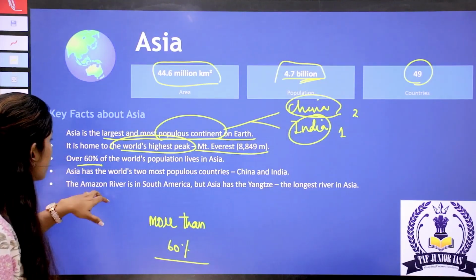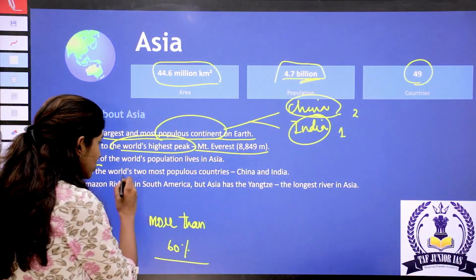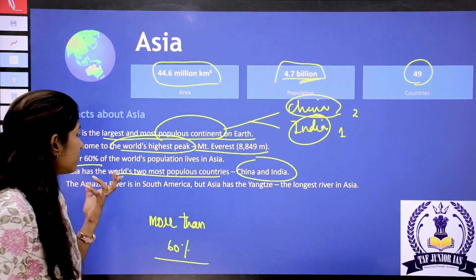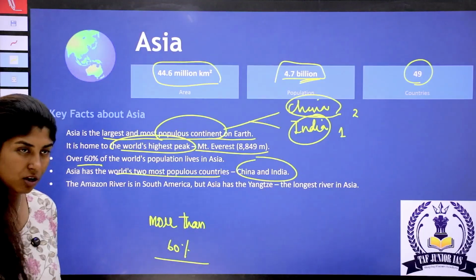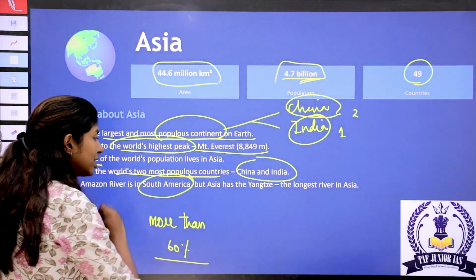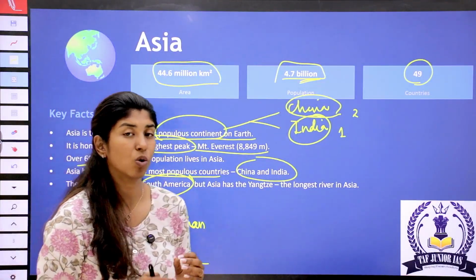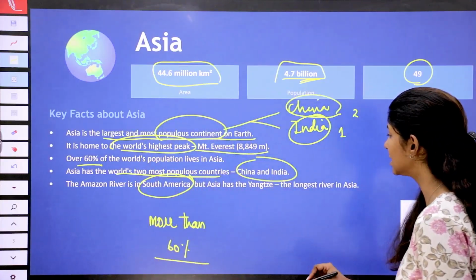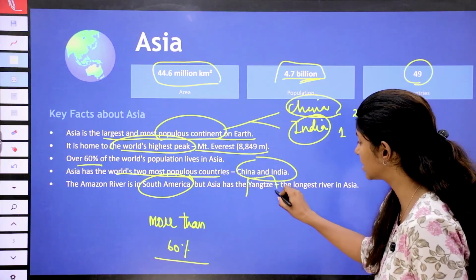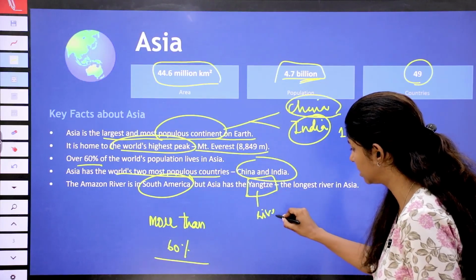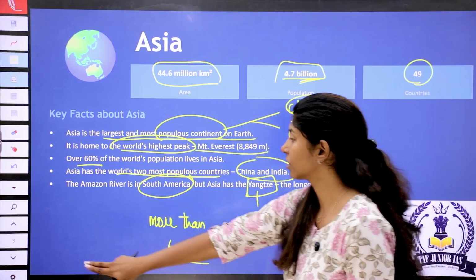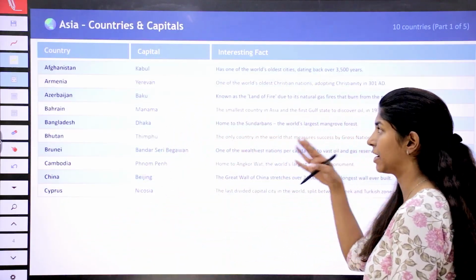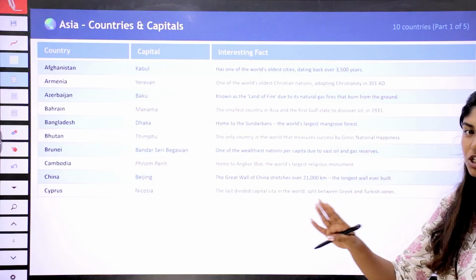Now, Asia has the world's two most populous countries, as I told, China and India. The Amazon River might be the longest, but it is present in South America. But when it comes to Asia, what is the longest river in Asia? Asia has Yangtze. This river is the longest in Asia. Now, we're going to see country by country and which is the capital.